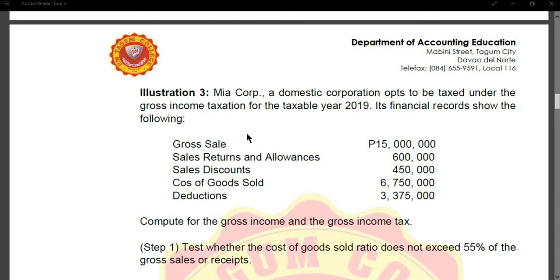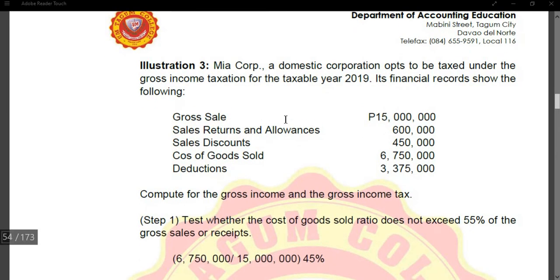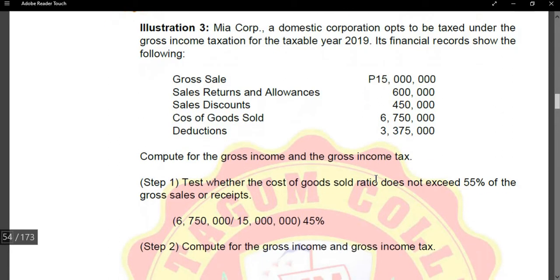So Mia Corporation has a gross sales of 15 million, a sales returns and allowances of 600,000, 450,000 as sales discount, cost of goods sold as 6,750,000 pesos, and deduction of 3,375,000 pesos. So compute for the gross income and the gross income tax.